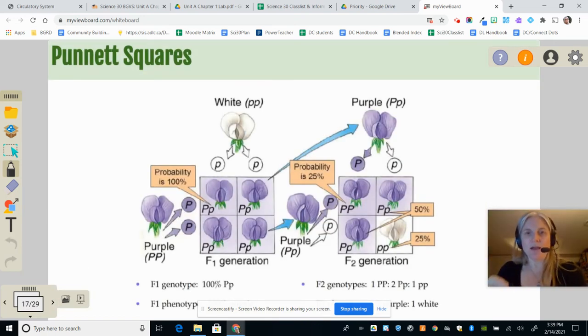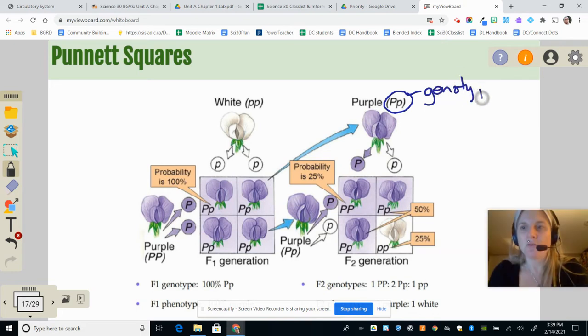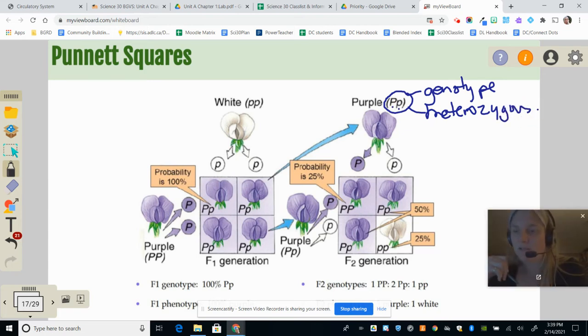Alrighty, so let's take a look at using a Punnett square. Let's go back to our purple and our white flower, which we know quite well now. So this purple flower, the genotype, that's this. Let's just use some of this terminology. Genotype, we can see, is heterozygous because it has a dominant and a recessive allele. Now, because it has one of the dominant alleles, which is the purple color, it is expressed as a purple flower. So its phenotype is purple.